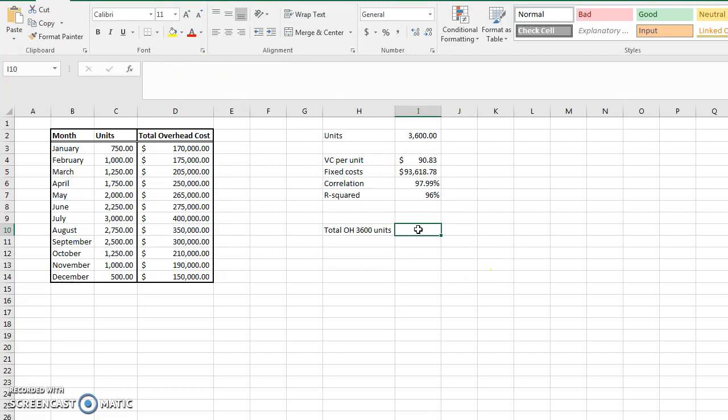So basically, I don't have 3,600 units over here, but I want to predict what the overhead cost would be. And so that's the point of regression within this context of analyzing the mixed cost. So we can come over here and we can say, we're going to do a formula.